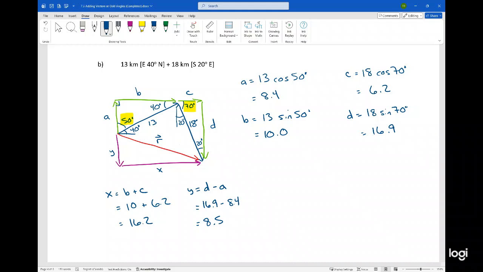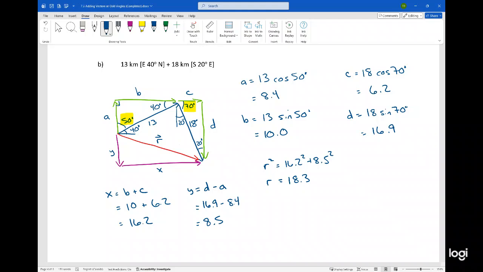So now that we have the lengths of X and Y, we can just do R squared equals 16.2 squared plus 8.5 squared. Throw that into your calculator quick. Take the square root, and we get 18.3, which sounds about right, just looking at the diagram.